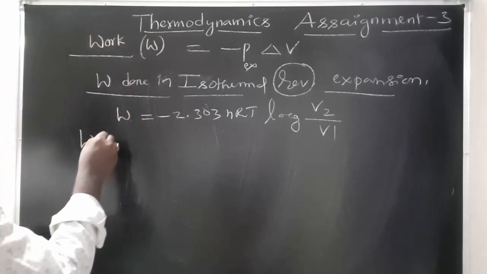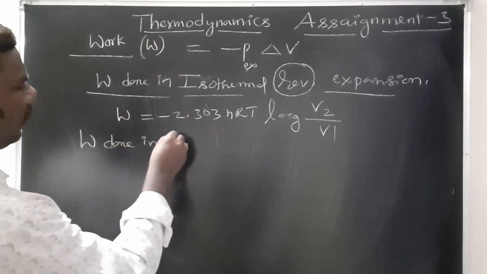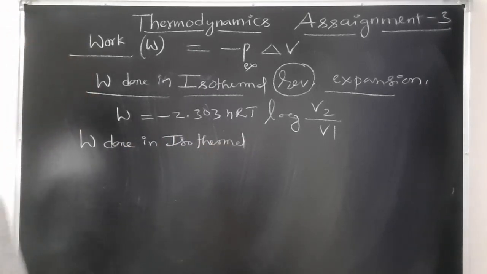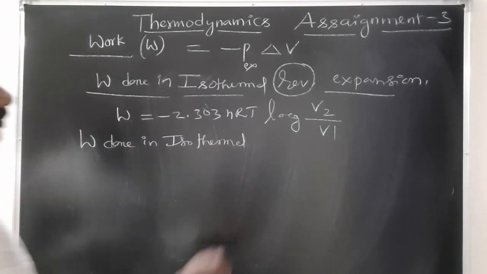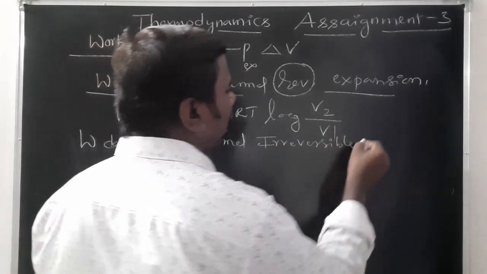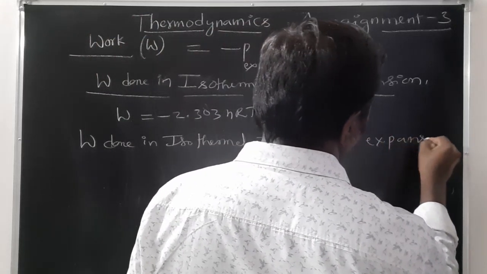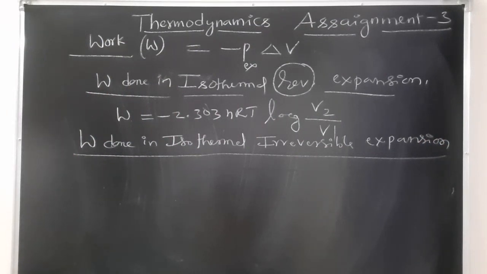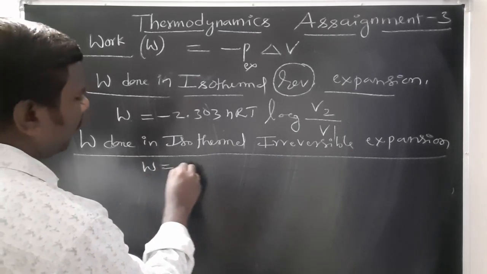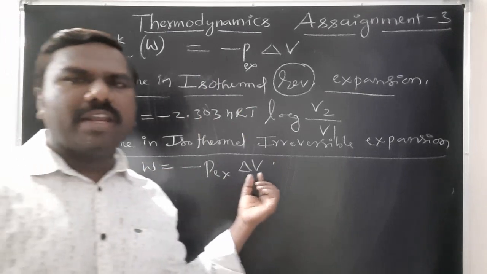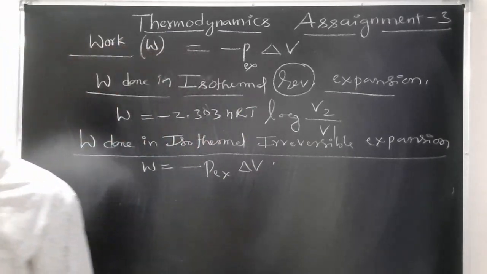Next, work done in isothermal irreversible expansion. The formula is: W is equal to minus P external delta V. Delta V means V final minus V initial.